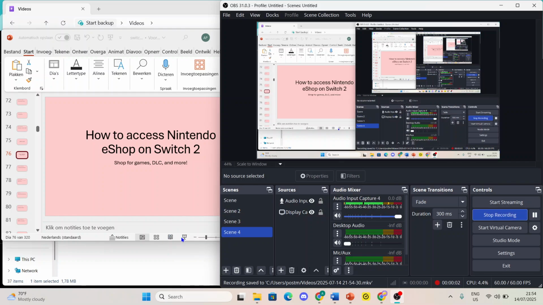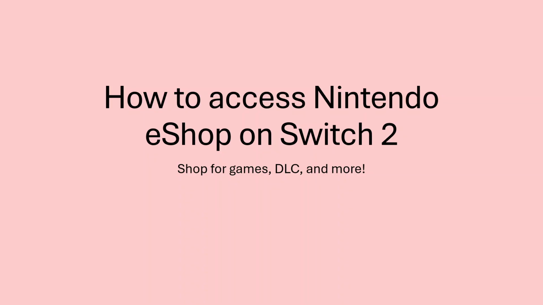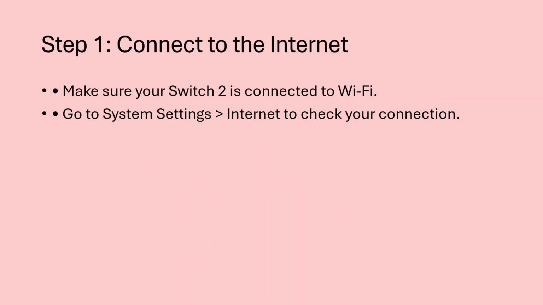In this video, I'll show you how to access the Nintendo eShop on your Nintendo Switch 2. Here you can shop for games, DLC and more. Step 1. Connect to the internet. Make sure your Switch 2 is connected to Wi-Fi. Go to System Settings and then go to Internet to check your connection.